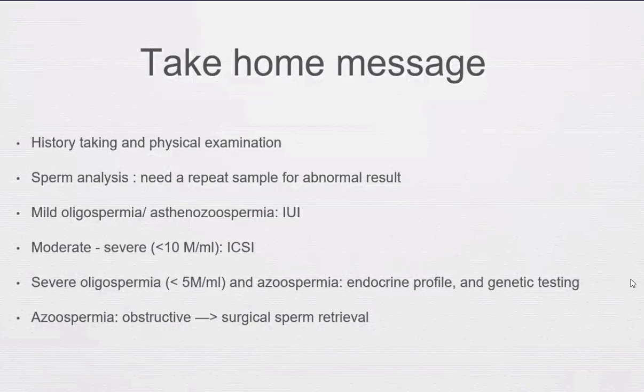For any count that is less than 10 million, we usually advise them for ICSI. For cases of severe oligospermia and azoospermia, we need additional testing such as endocrine profile and also genetic testing. For azoospermia, for obstructive causes, we can counsel them for surgical sperm retrieval. And if the patient is having high FSH more than 14, it is very difficult to yield sperm, even if we put the patient for TESA or PESA.